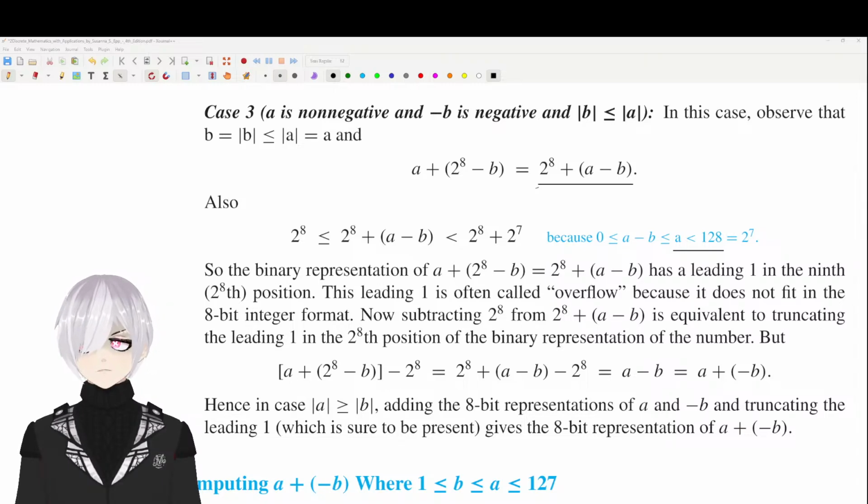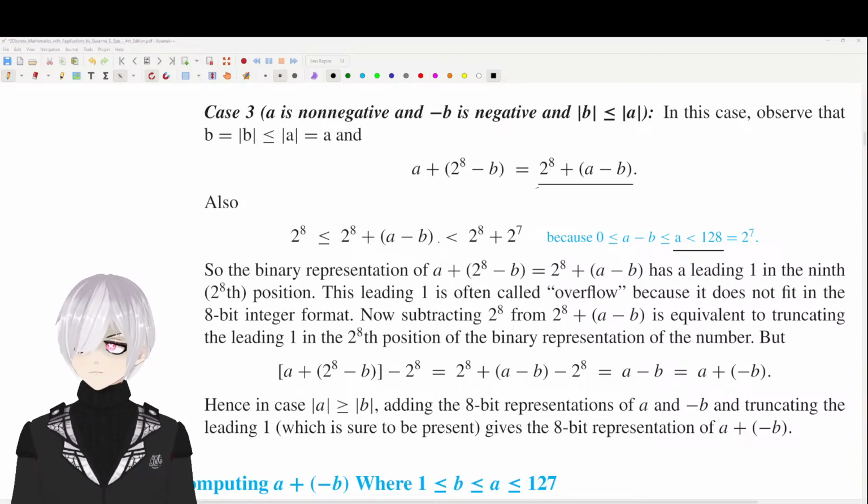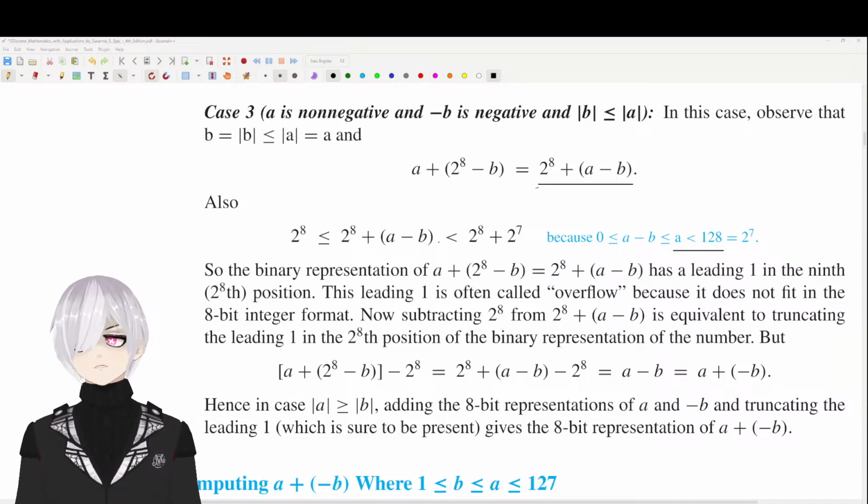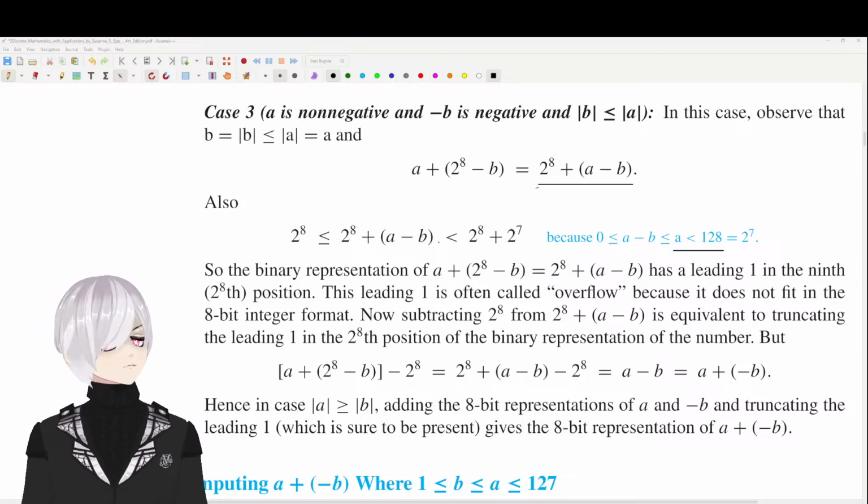Like, I know in the procedure we subtract 2 to the eighth, in the sense that we drop the leading 1 in the case of overflow. Are they saying exactly somewhere in the formula that the minus 2 to the eighth is equivalent to that, or are they not saying that it matches up with the formula?